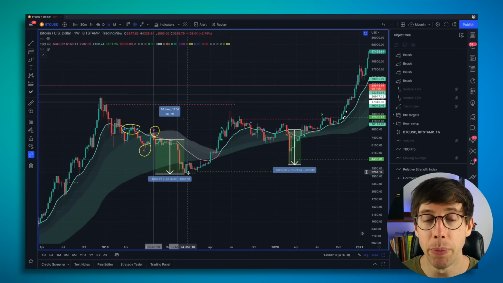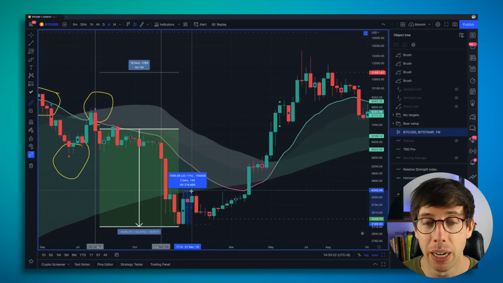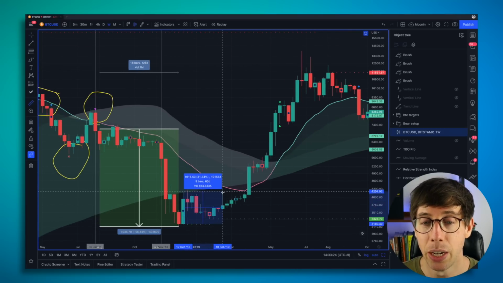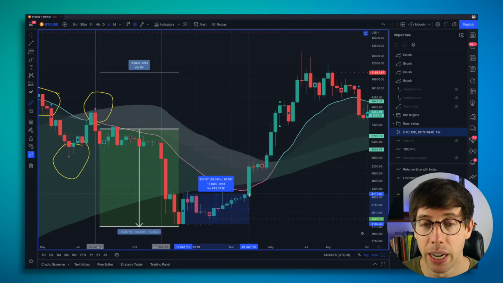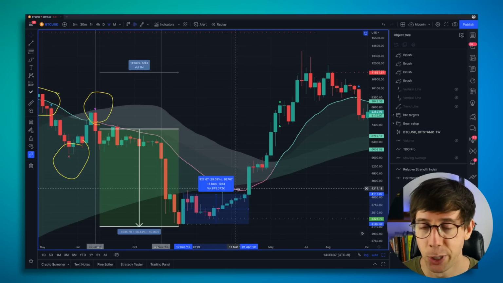Check it out. After we capitulate right here, the price moves up and then it comes back down and we stay sideways for a long time. 15 bars on the weekly is 105 days. So for 4 months, sideways action. If you thought the last couple of months were brutal, just wait.